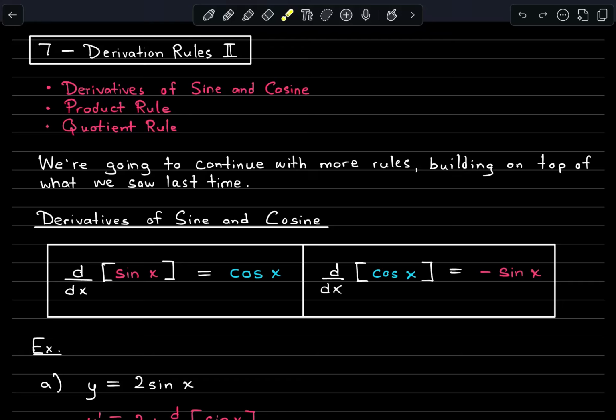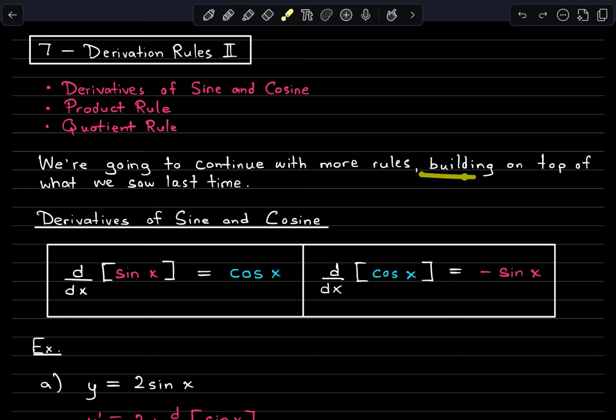Welcome to Calculus Lecture 7. This is Derivation Rules Part 2. Today we're going to talk about derivatives of sine and cosine, the product rule, and the quotient rule. Okay, so these are some very valuable rules for deriving functions.